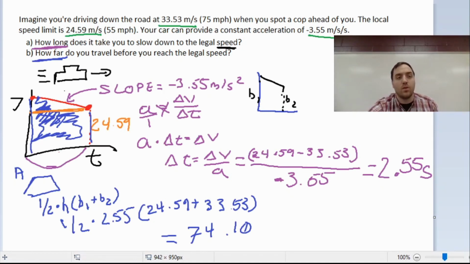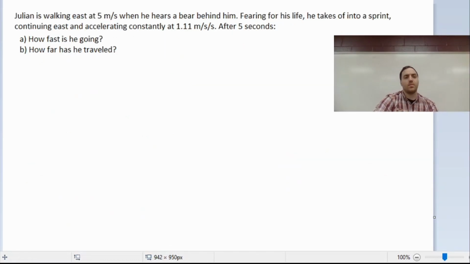Let's take a look at one more practice problem. Okay. Julian is walking east at 5 meters per second when he hears a bear behind him. Fearing for his life, he takes off in a sprint, continuing east and accelerating constantly at 1.11 meters per second per second. After 5 seconds, how fast is he going and how far has he traveled? Give this one a try on your own and then check back in.